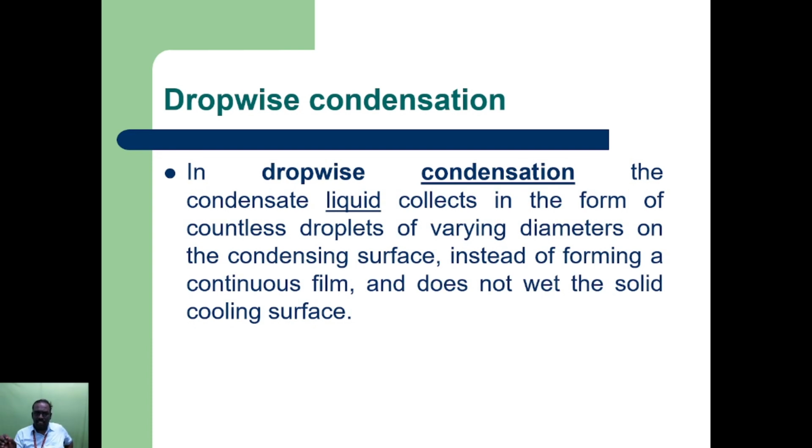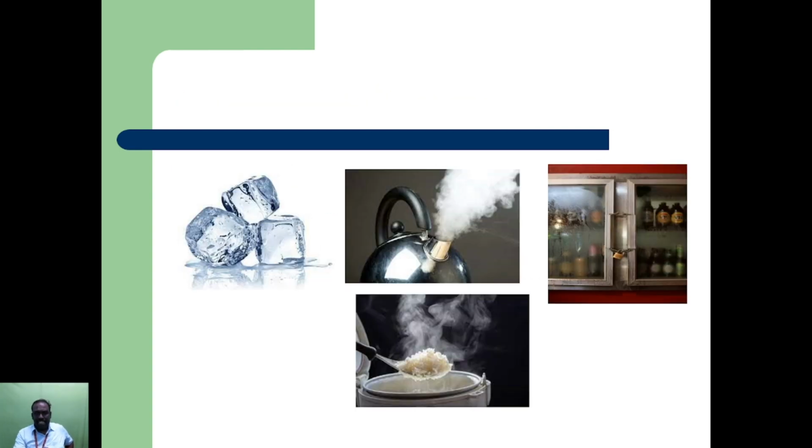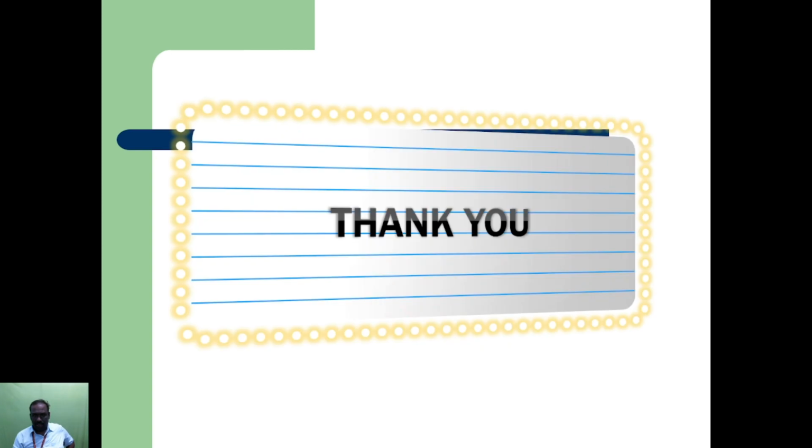Drop-wise condensation is when the condensed liquid collects in the form of countless droplets of varying diameters on the condensation surface, instead of forming a continuous film and wetting the cooling surface. Examples are ice melting in water and the bubble regions. Everything we see in the boiling modes and condensation modes can be observed this way.